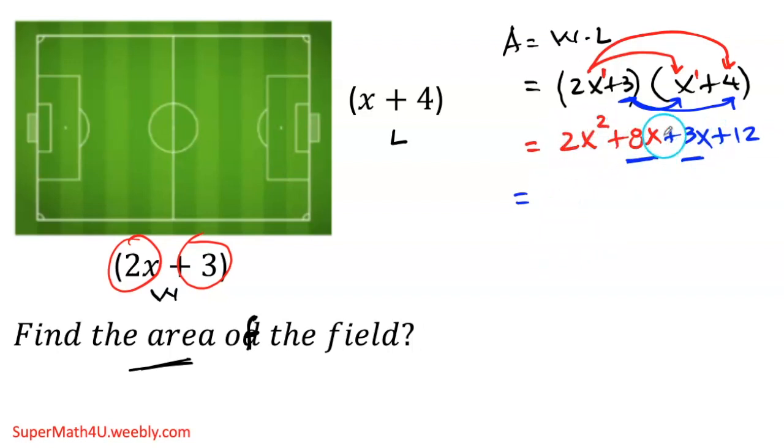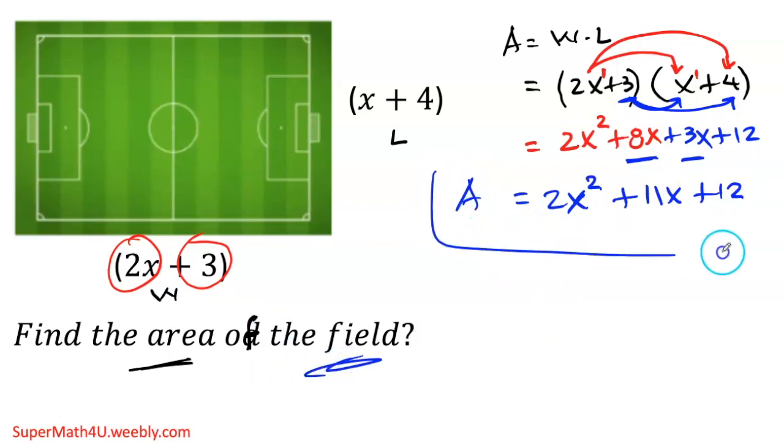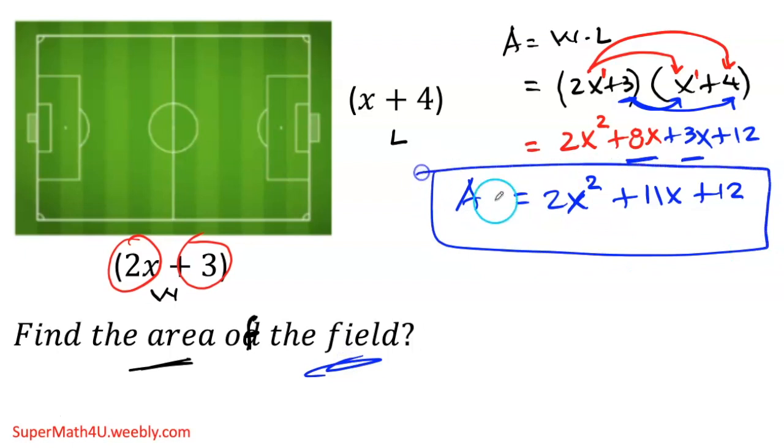The x squared, there's no other x squared, so this is the only term that I have as the x squared. And then 8 plus 3 gives me 11x, and the last term is 12. Therefore, the area of the field is 2x squared plus 11x plus 12, whatever units they tell you. Sometimes they give you feet, meters, yards, whatever might be the case.